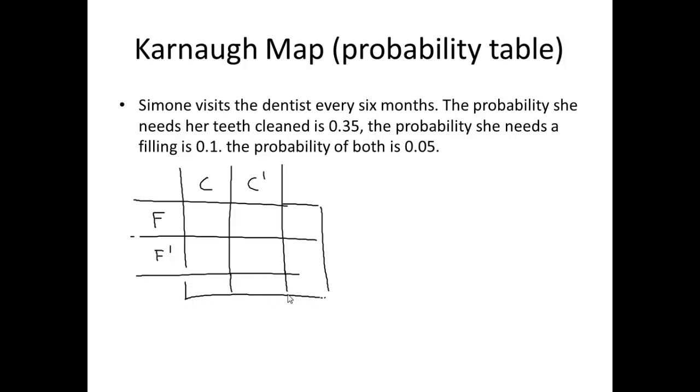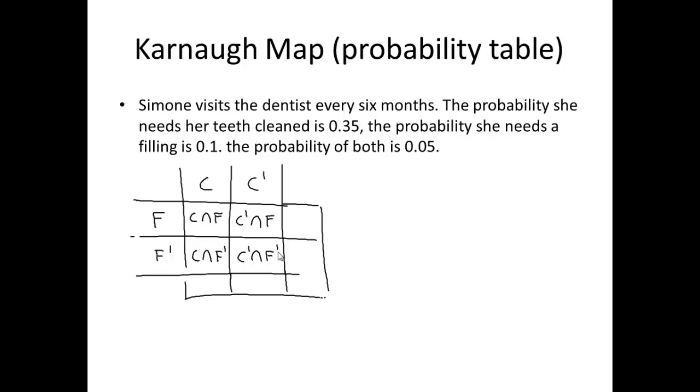a particular value. So what are we going to say here? This is the situation, this is the intersection, a clean and a filling. This one is a clean but no filling, the intersection. This one is no clean but a filling, and this one is a no clean and no filling.